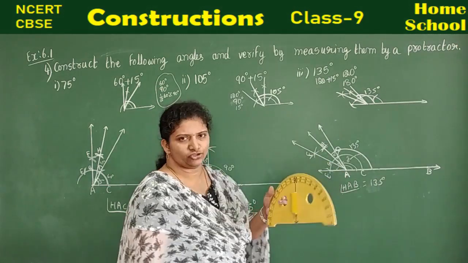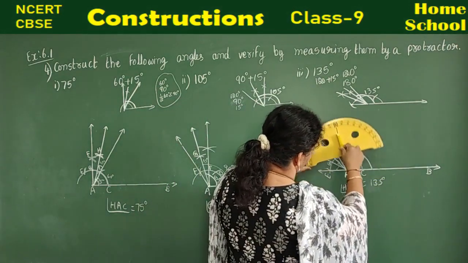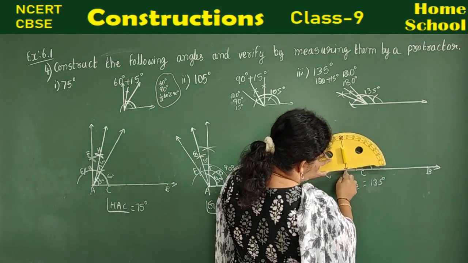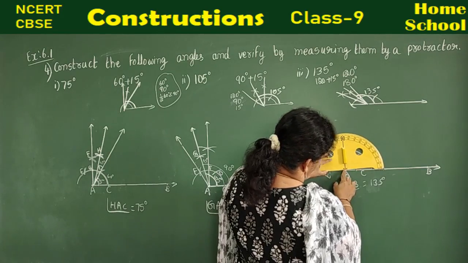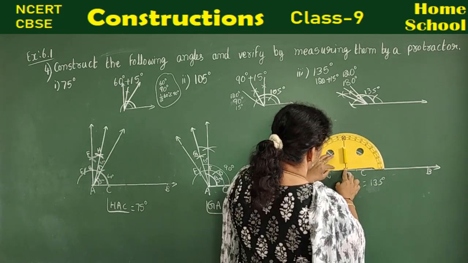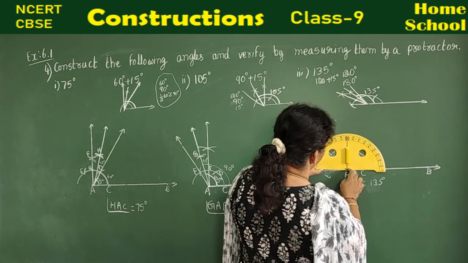Now we need to check with the protractor. Let us check, children, here. Where I need to put the point at A. So be careful. And now just see carefully here, point. Now put the point here.